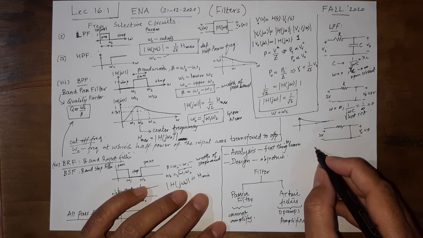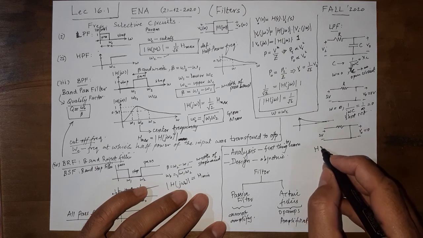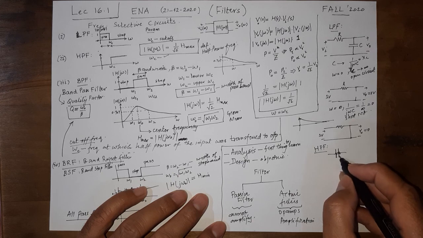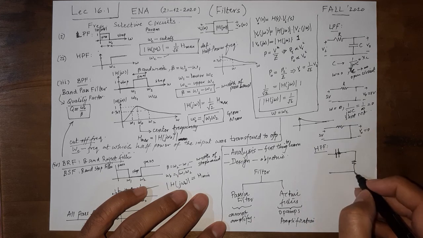You can do similar argumentation for a high pass filter when you take the output, sorry, this is a capacitor, output across a resistor.